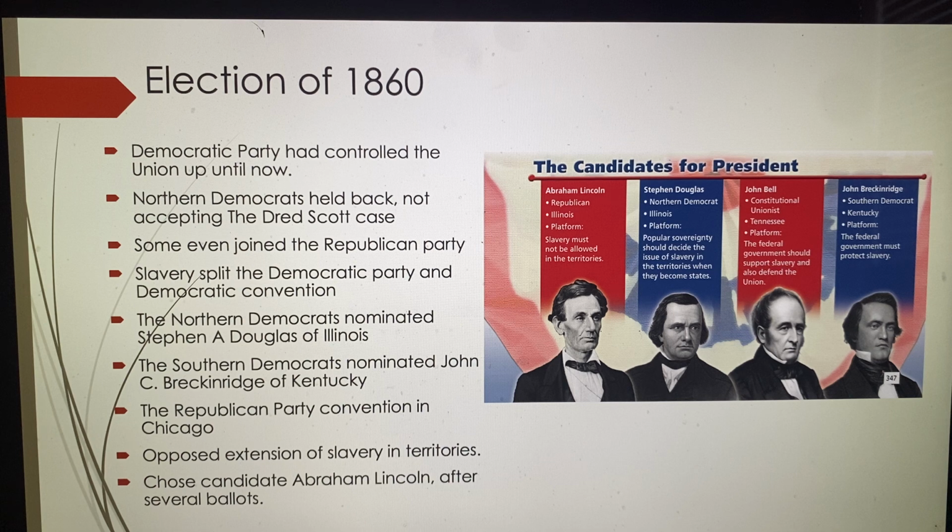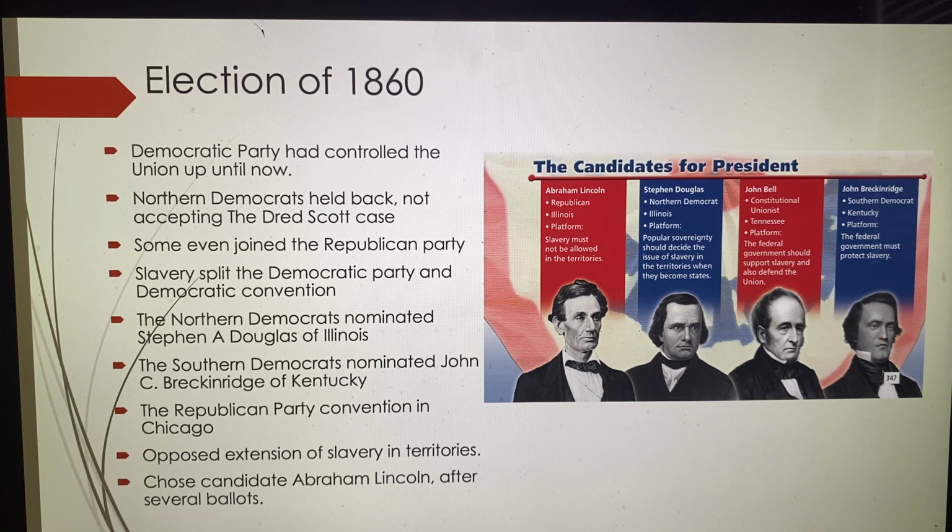The election of 1860. This election was probably one of the most fiery elections in history because it was dealing with a moral issue, the moral issue of slavery. The Democratic Party, up until this time, had controlled the Union. Presidents such as President Buchanan and President Pierce, Zachary Taylor, even these presidents had not dealt with the issue of slavery and in many ways were pro-slavery in their presidency.